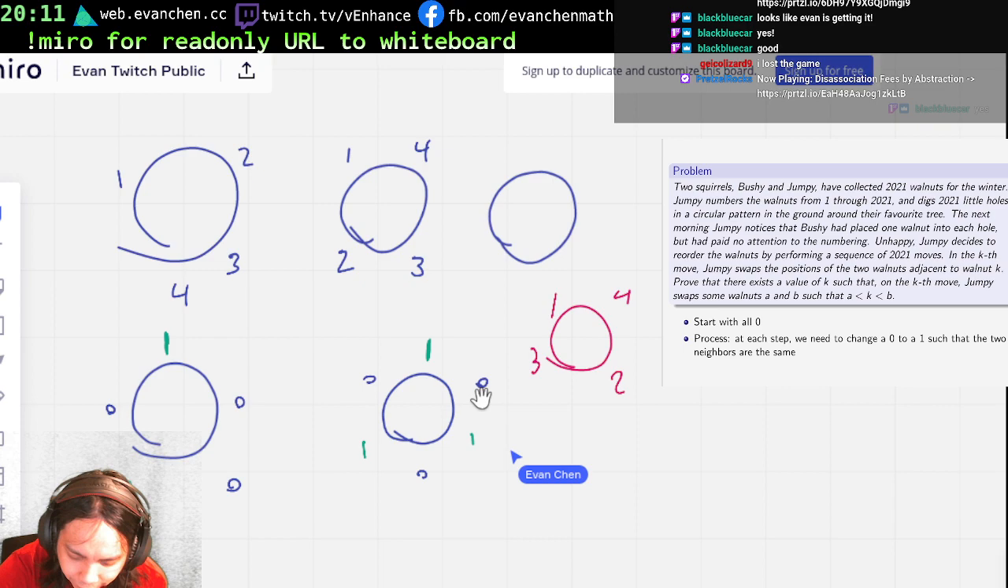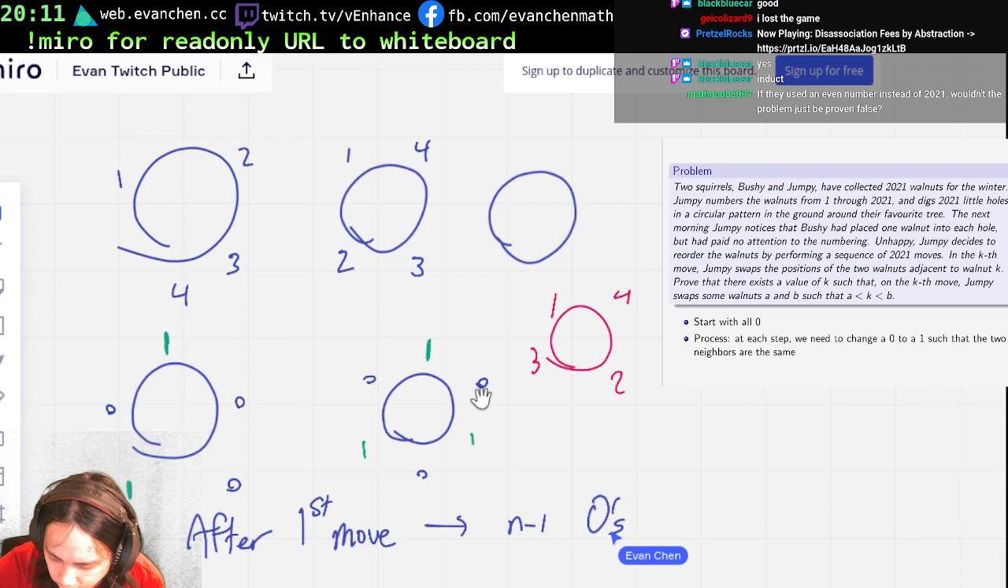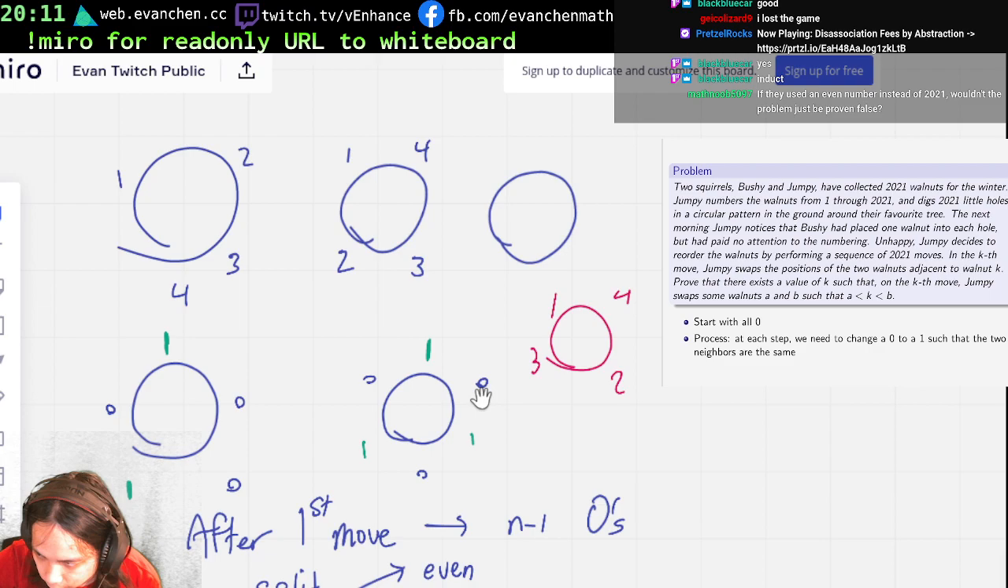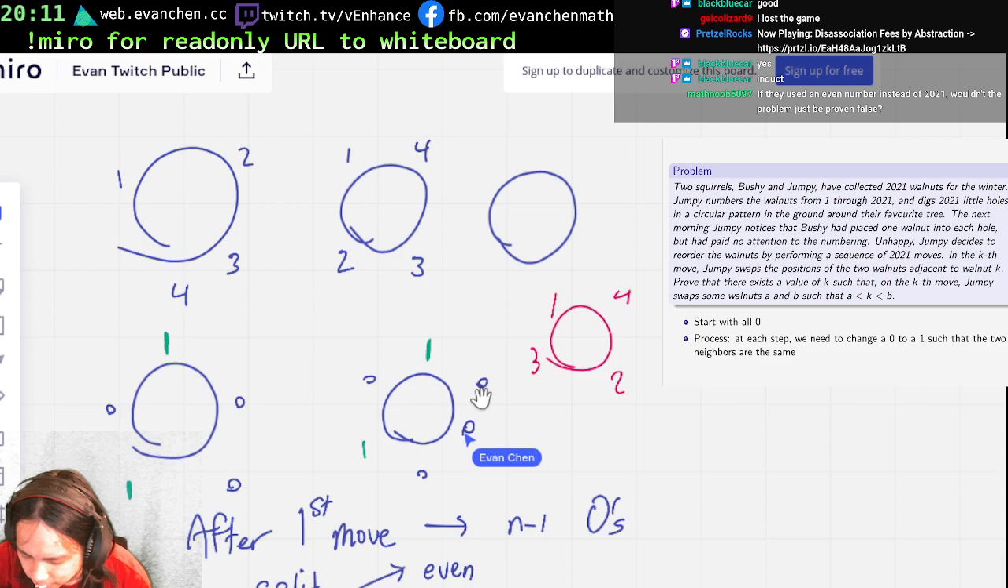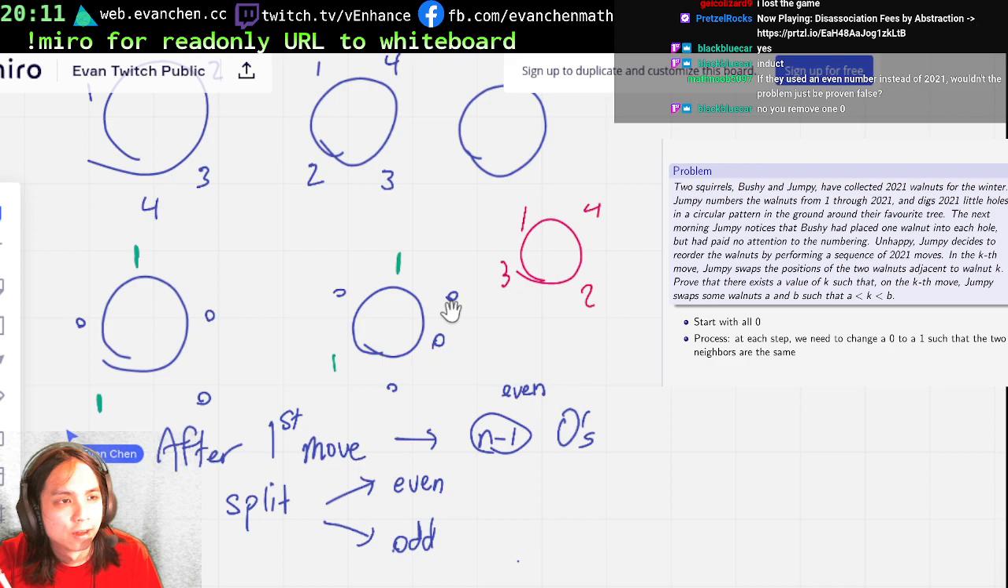So after the first move, you have a chunk of n minus one zeros, and then split. It always splits into an even and an odd. No, sorry, I lied. It splits into even, even, or odd. Wait. This is odd, right? No, hang on. n minus 1 is even. So yeah, even, odd. Okay, and then I think... Yeah, you're moving on. Okay, cool. So this will never disappear. The end.